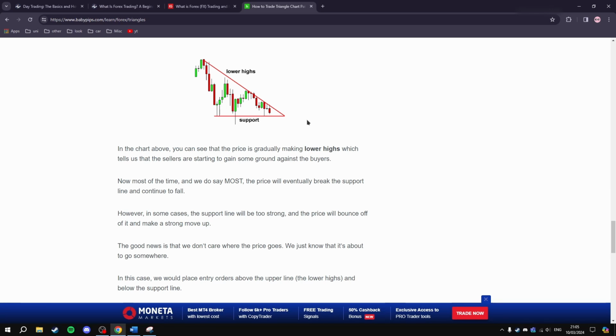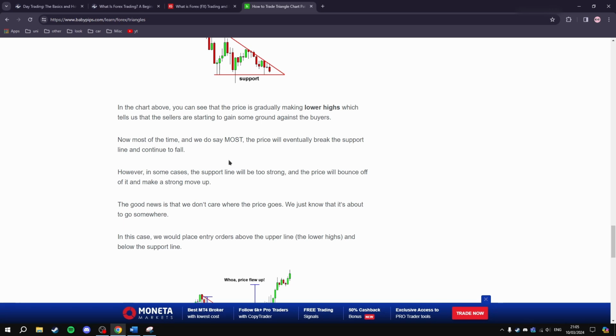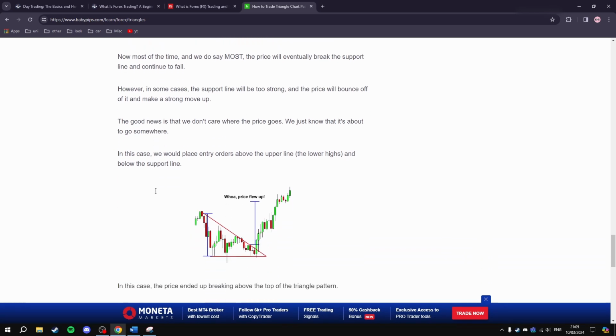Yeah, okay. Yeah, because there's more sellers than buyers, so the sellers are starting to gain some ground. Right, okay. And now most of the time, and we do say most, the price will eventually break the support line and continue to fall. However, in some cases, the support line will be too strong and the price will bounce off it and make a strong move up. The good news is that we don't care where the price goes, we just know that it's about to go somewhere.